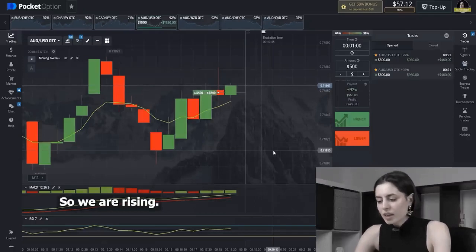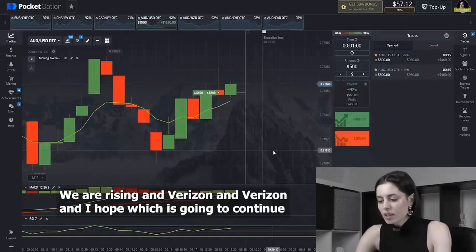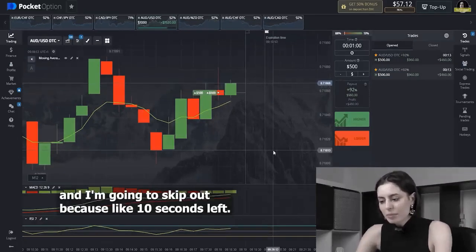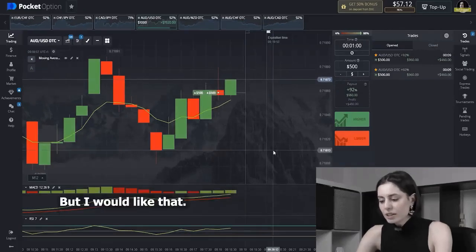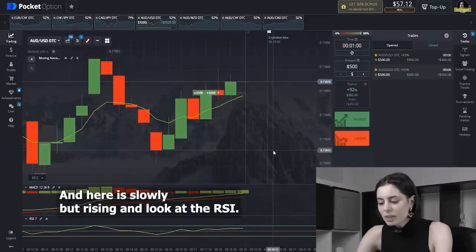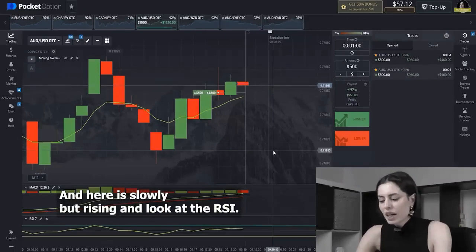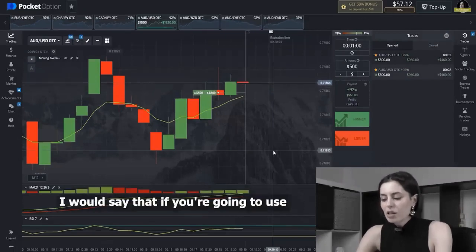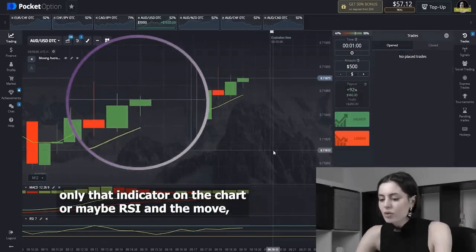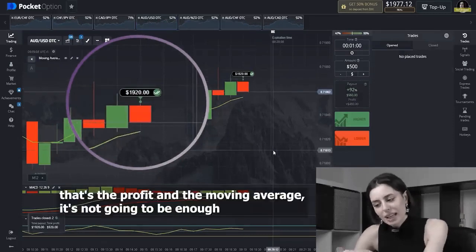So we are rising and rising and rising, and I hope it's just going to continue. I'm going to skip it because there are like 10 seconds left. A little bit like that, and here it is slowly but rising. And look at the RSI. I would say that if you're going to use only that indicator on the chart, or maybe RSI and the moving average, that's the profit.